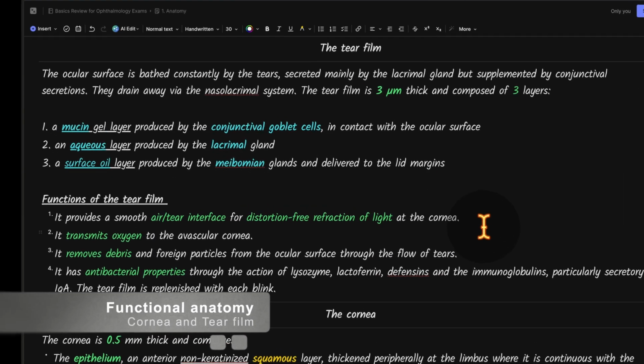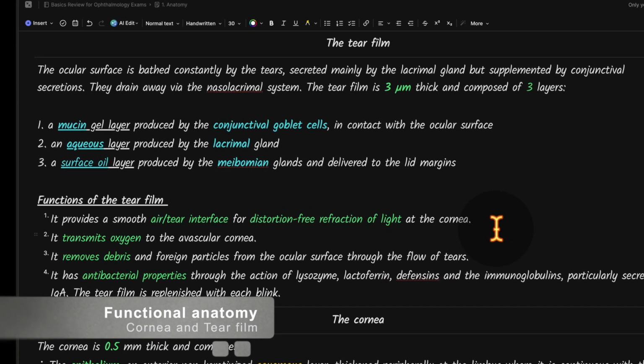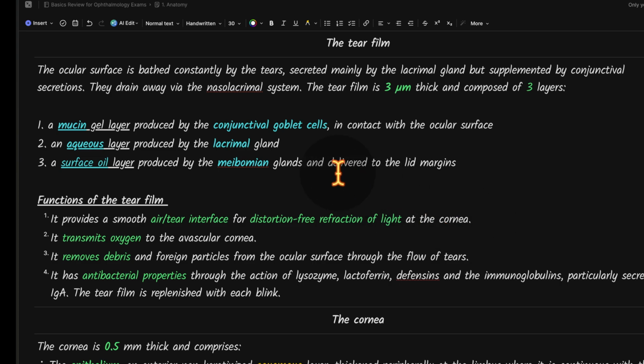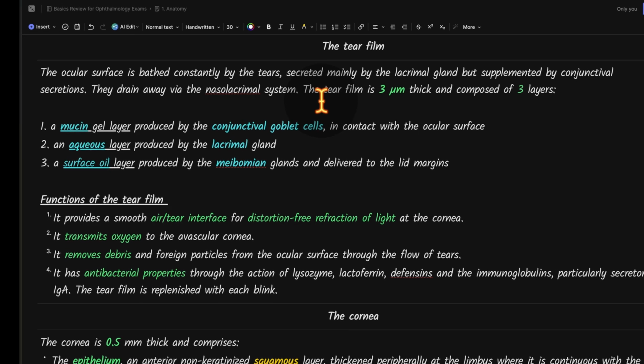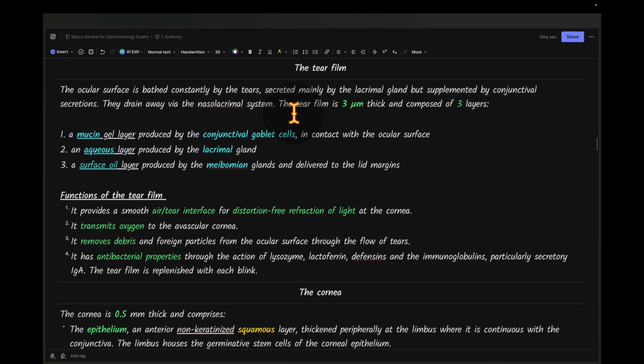Now let's discuss the functional anatomy of the cornea and the tear film. The surface of the eye is bathed constantly by tears, made by the lacrimal gland. Some part of this is made by the conjunctival secretions, and these tears drain away via the nasolacrimal system. This tear film is 3 micrometers thick, and it is composed of 3 layers.